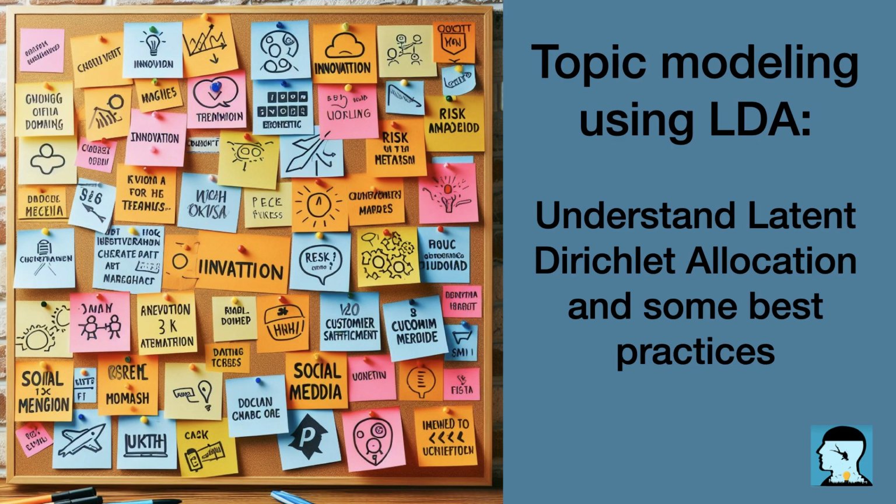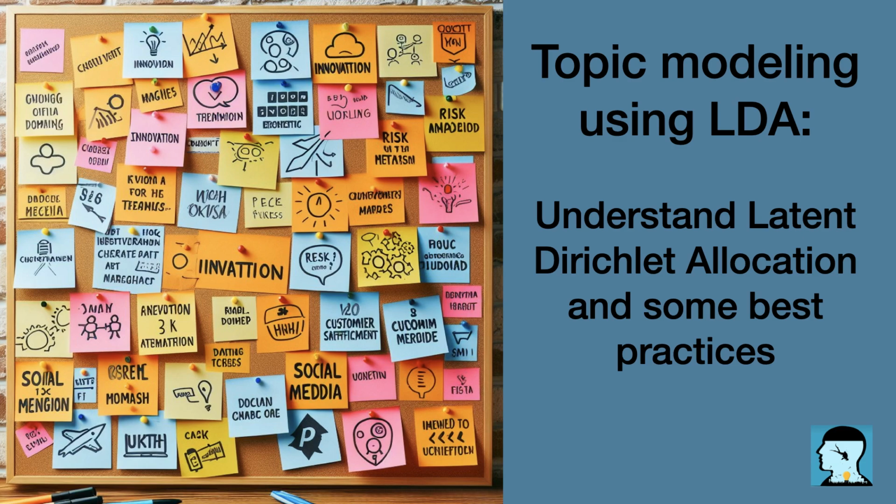Beta is the hyperparameter that controls the topic word distribution. It represents the prior belief about the distribution of words in the topics. If beta is set to a low value, it means that each topic is expected to contain only a few dominant words. On the other hand, a high value of beta implies that topics can have a mixture of many words.